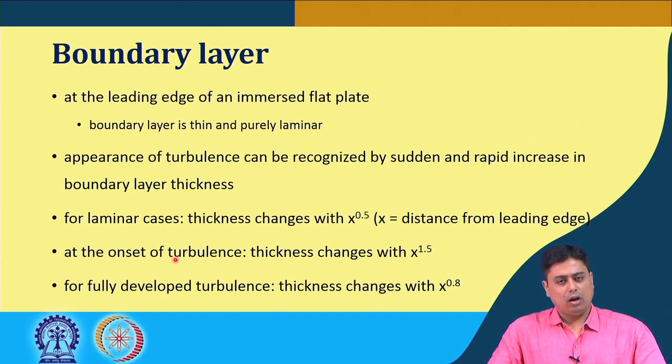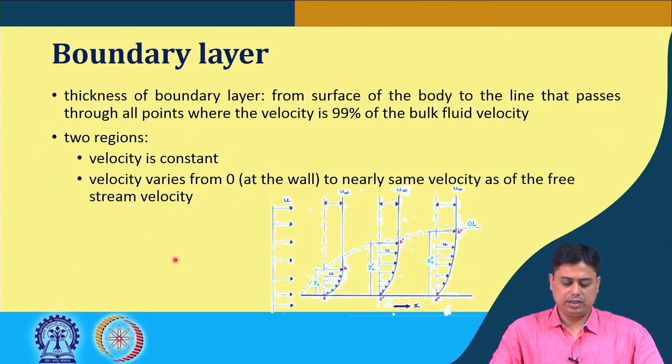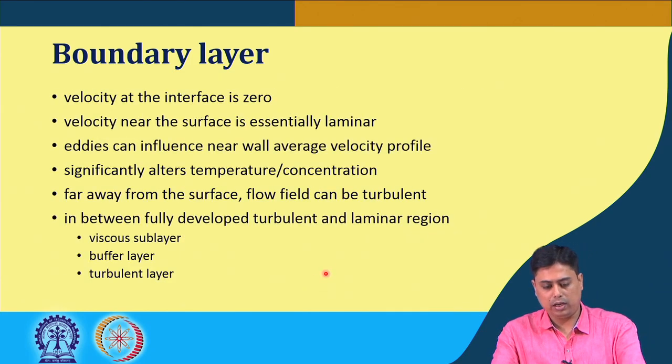So, at the leading edge of an immersed body, or let us say here the flat plate, the boundary layer is usually very thin and purely laminar. The appearance of turbulence can be recognized by a sudden and rapid increase in the boundary layer thickness. If you look at this schematic again, near the leading edge the boundary layer is typically very thin. In fact, this whole boundary layer is very thin depending on the flow scenario, and it is mostly an exaggerated picture that any textbook shows.